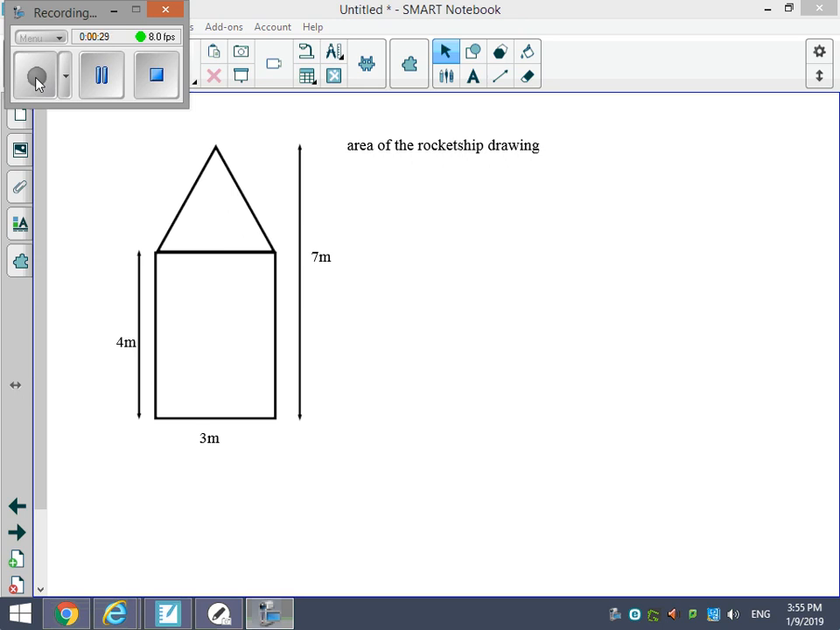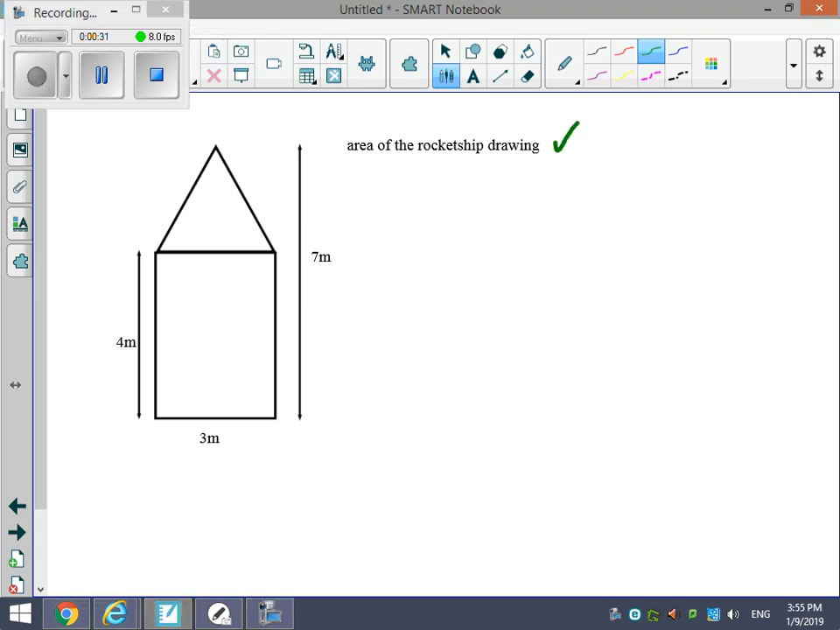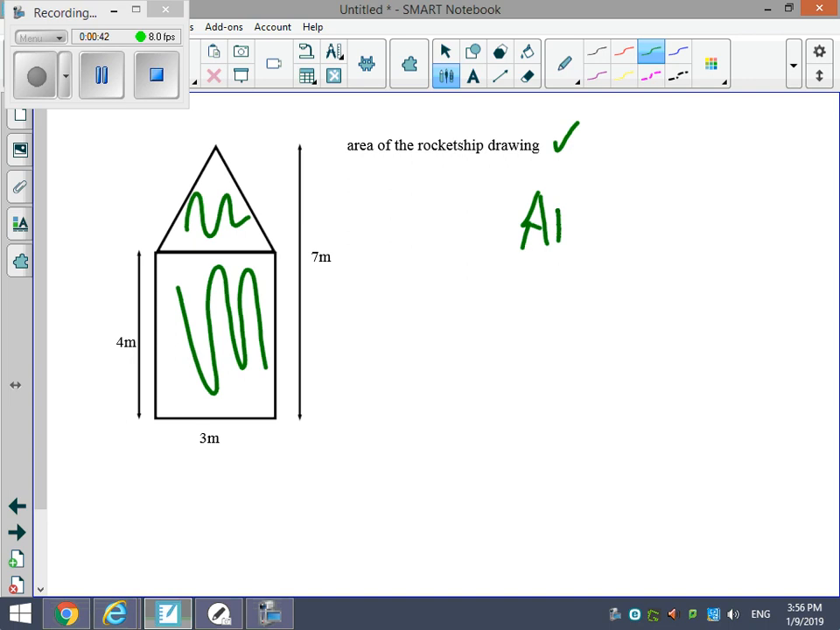So let's take a look at this first one, and if the question was to find the area of the rocket ship drawing, that's all of this part, and that's all of this part. So really, we're just going to take the area of that rectangle, and we're going to add it to the area of the triangle. A little bit thinking backwards. We're going to just add those two together. But once we start looking at it, we've got to make sure we have enough information to do everything. So that's the first step, is making sure we have enough numbers to do what we want to do.